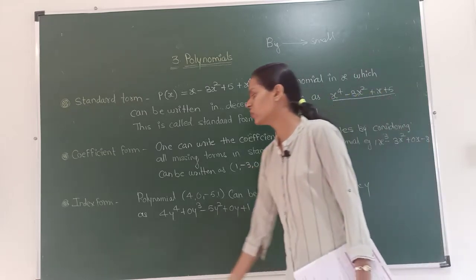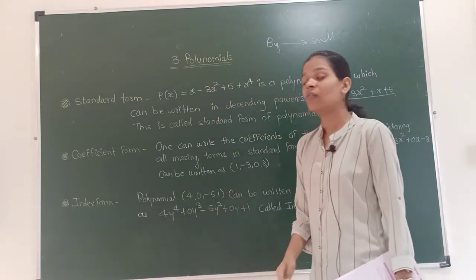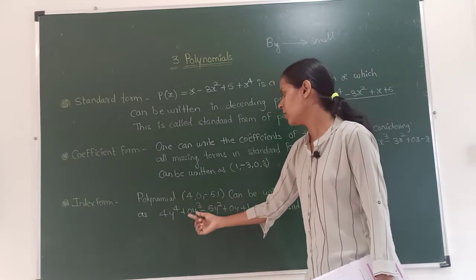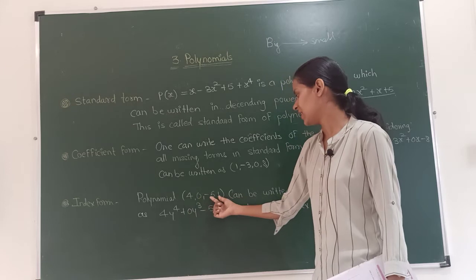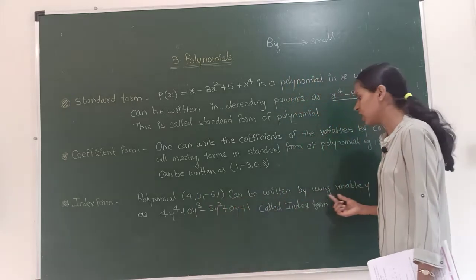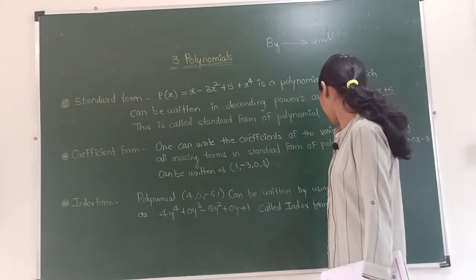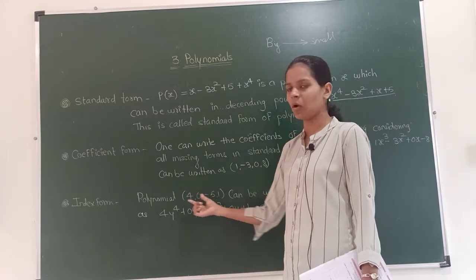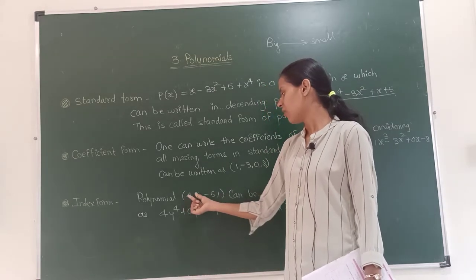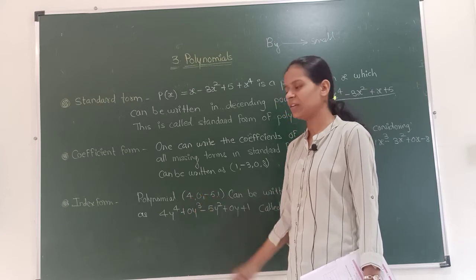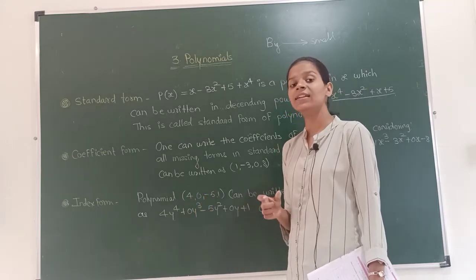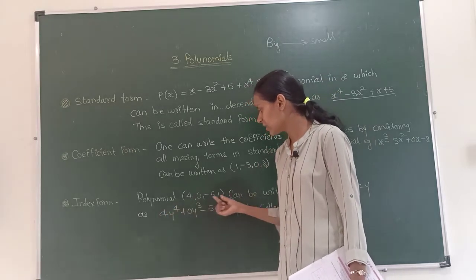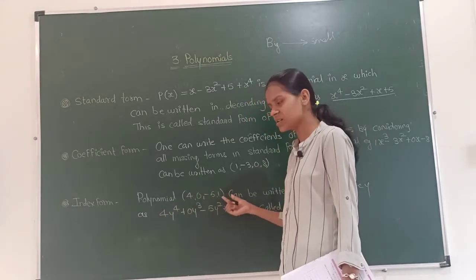Now next we will move towards the index form. What is meant by the index form of a polynomial? See, the polynomial 4, 0, minus 5 and 1 can be written by using variable y. Suppose these are the numbers of the polynomial, they have given us 4, 0, minus 5 and 1. We have to write this using variable y. How will we write that? These are the coefficients, these numbers are the coefficients.